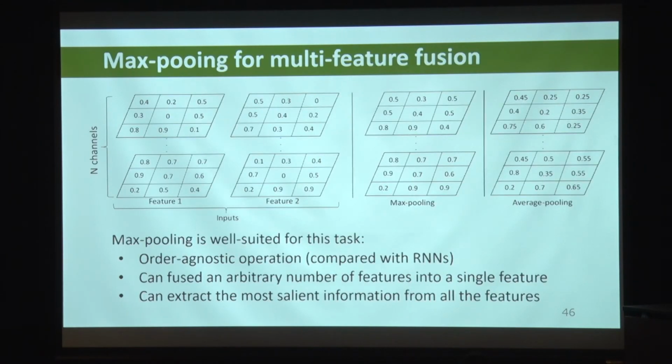Here's a very quick slide explaining why they use Max-pooling for multi-feature fusion. This is an illustration of the difference between Max-pooling and average pooling. The explanation is that in photometric stereo, the sequence does not have order. To achieve this order-agnostic operation, compared with RNNs, the max operation has this property. It can also fuse an arbitrary number of features into a single feature, and it can track the most salient information from all the features.